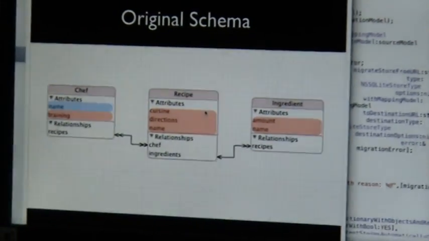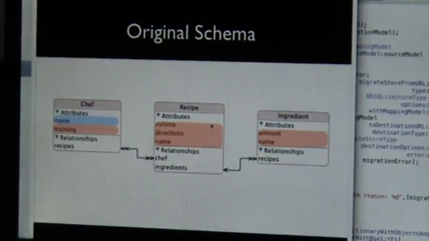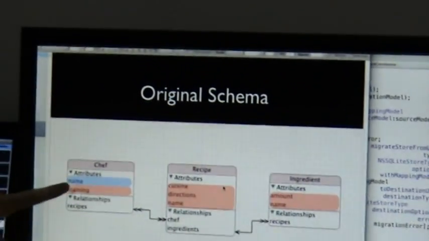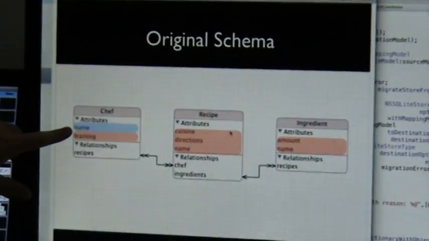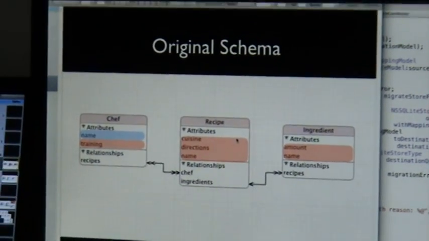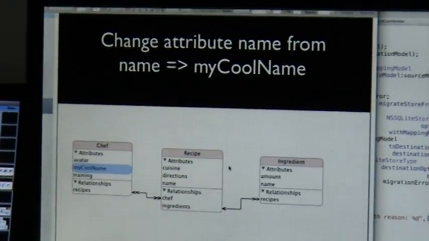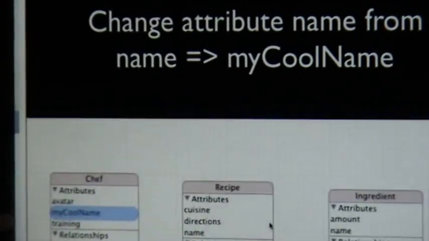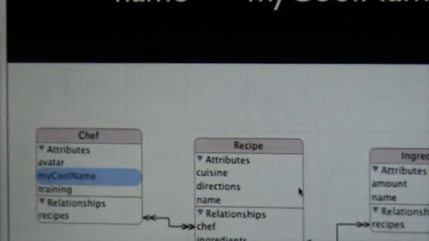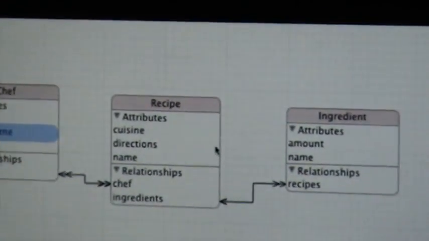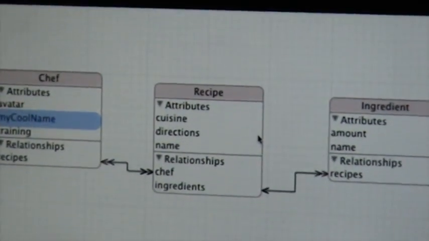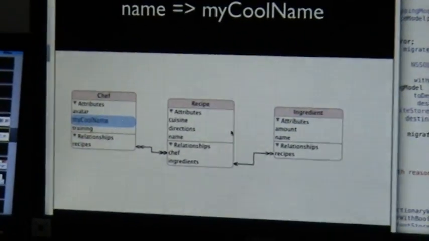So what if a lot of restaurants have installed this app already? Now we upgrade to a newer version where we change something on the name. We don't want to use the name as the attribute of the chef anymore. We want to use something different, like my cool name. And we will add something called avatar. We want each chef to have an image, a photo. With a website, you have to go to the code and change everything, right?